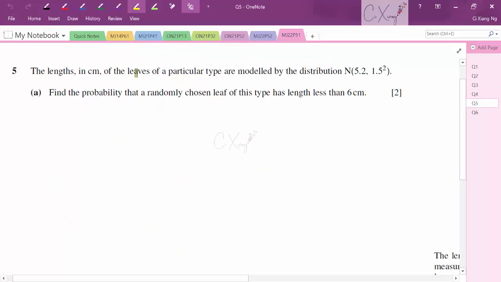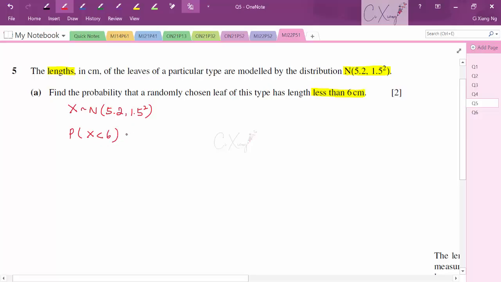So question number 5. We are having the length of the leaf of a particular type modeled by a distribution. This is actually normally distributed, and the mean and variance are given. They want us to find the probability that a randomly chosen leaf of this type has a length less than 6 cm. If x denotes the length of the leaf, we know that it is normally distributed with this mean, standard deviation and variance. Then we find the probability for x smaller than 6, the length less than 6 cm.